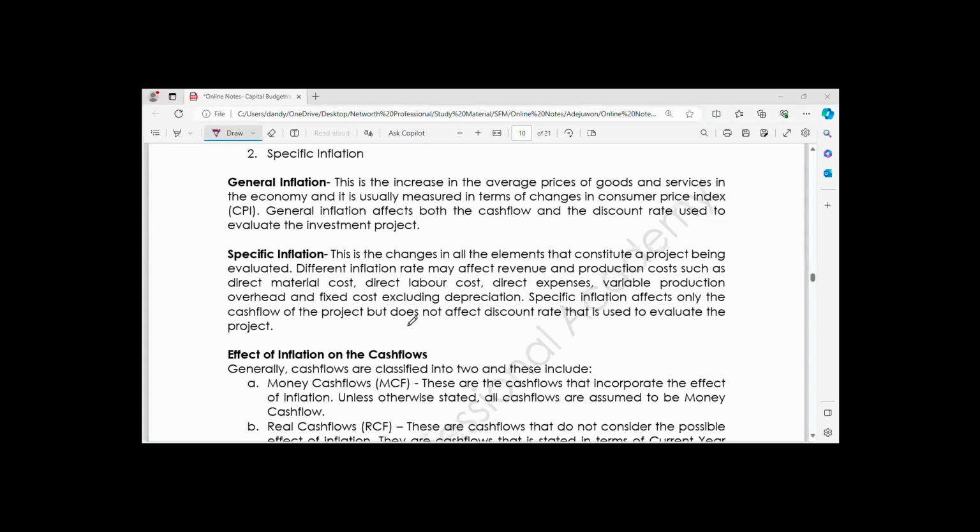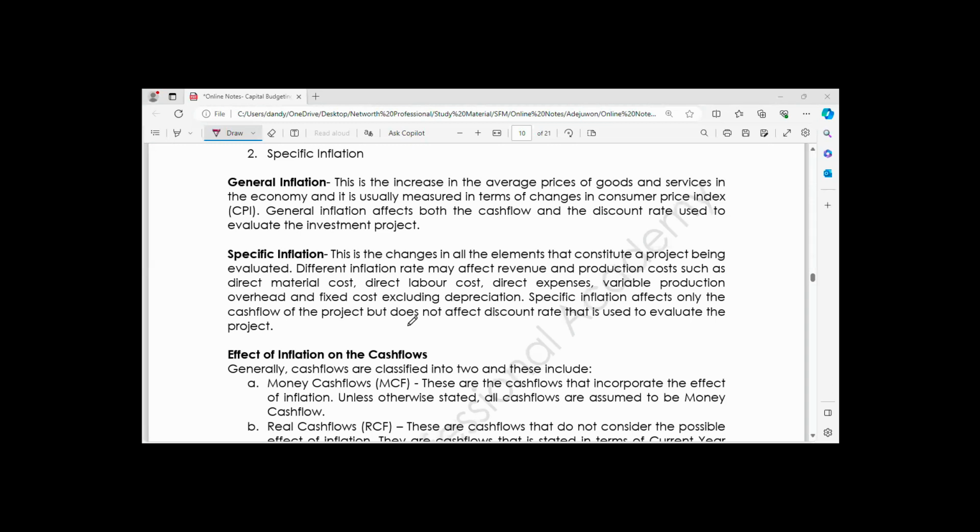Okay, so that is for money cash flow. What about real cash flow? It's just the opposite of money cash flow. Real cash flows are cash flows that do not include the possible effect of inflation. They are deflated cash flows.